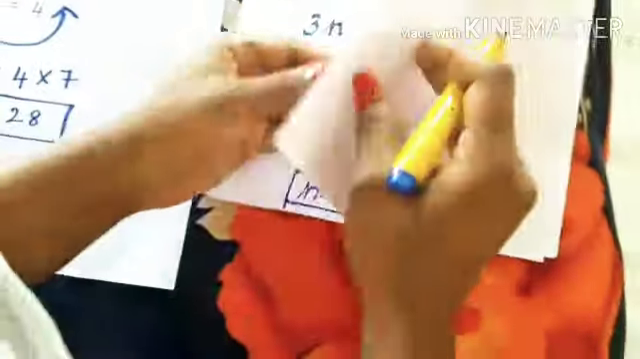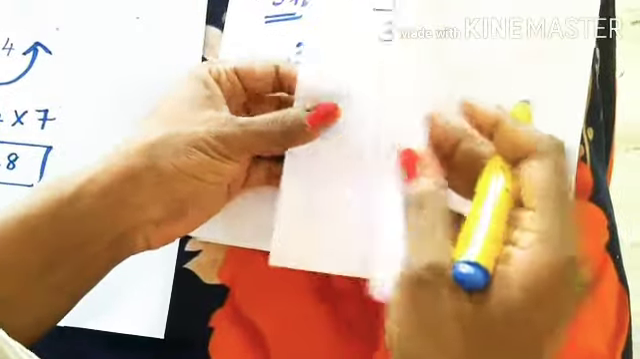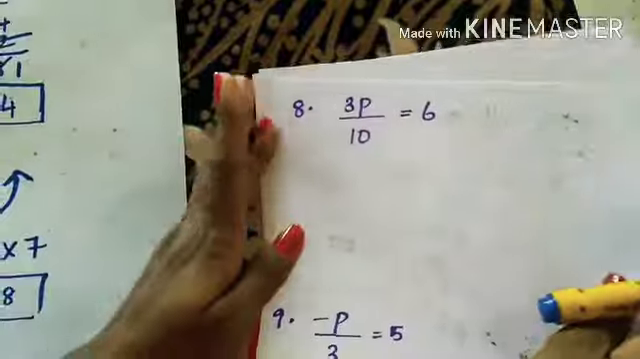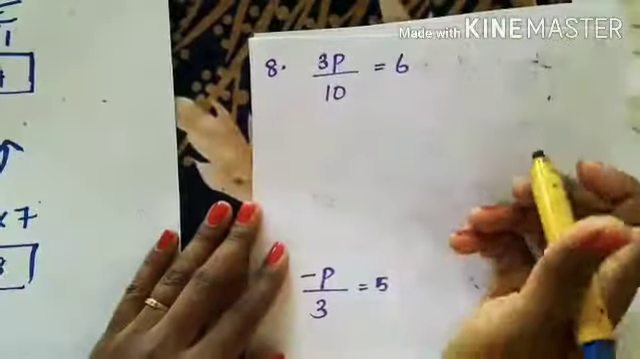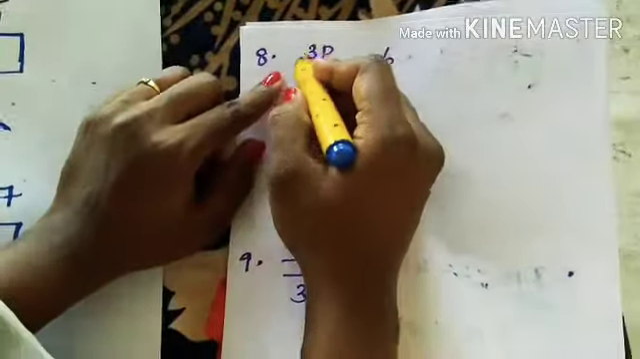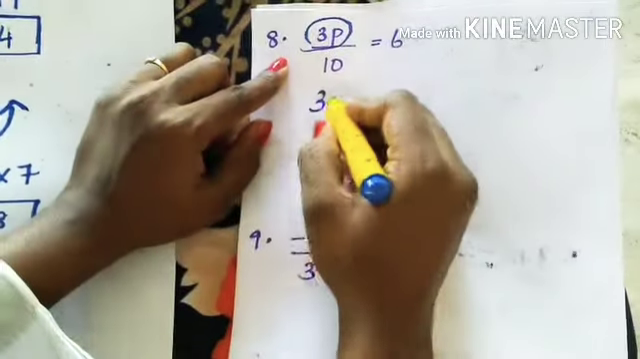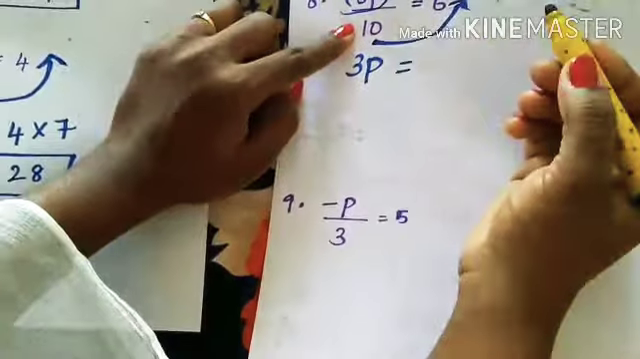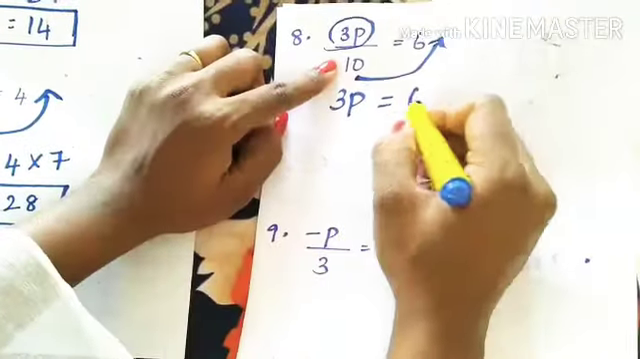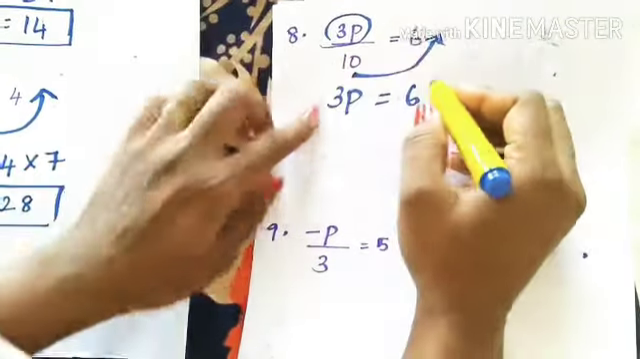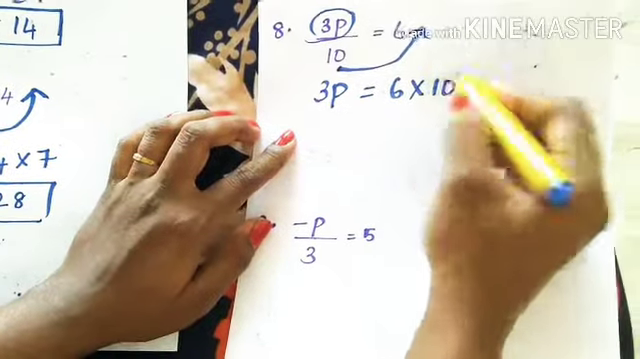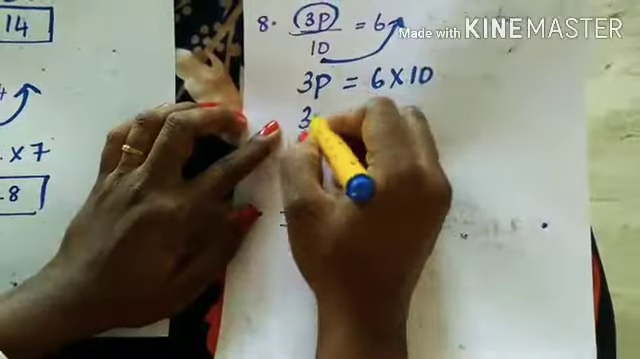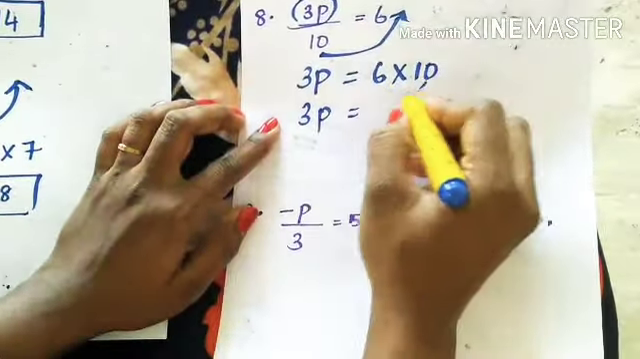Next problem. 3p divided by 10 is equal to 6. So 3p is the variable, p is the variable here. So division, when it goes to that side, it becomes multiplication. So 6 is there. So division, when it goes to this side, it becomes multiplication. So 6 into 10. So 3p is equal to 6 tens are 60.